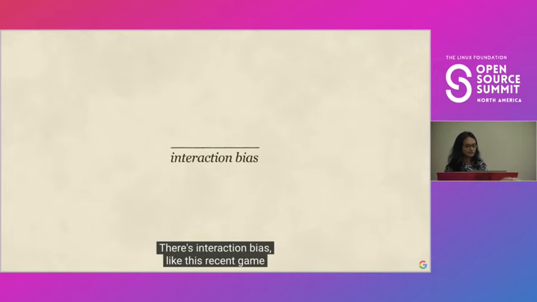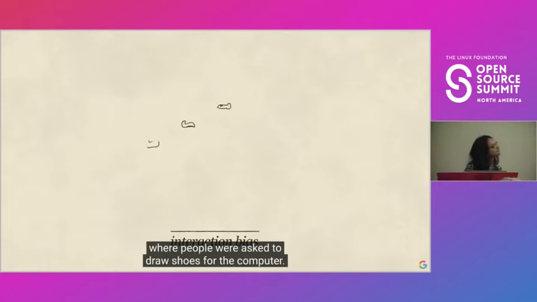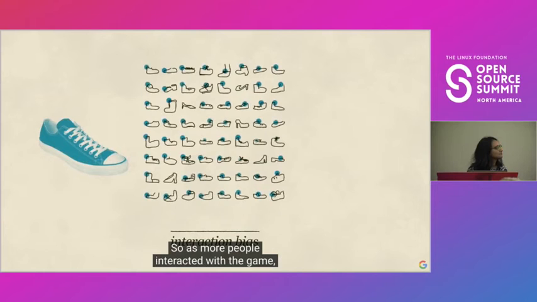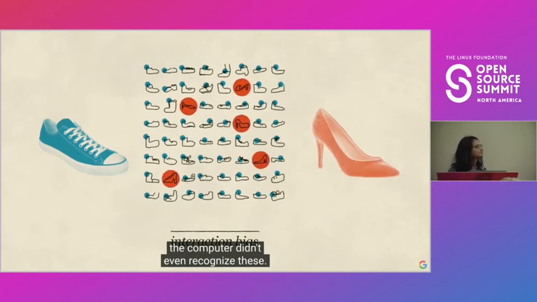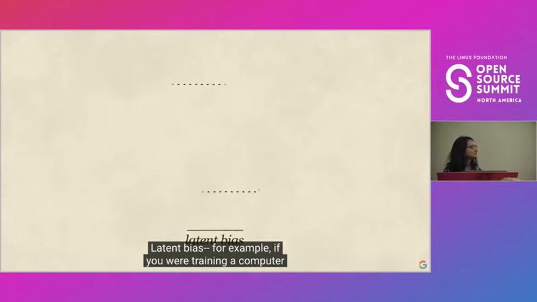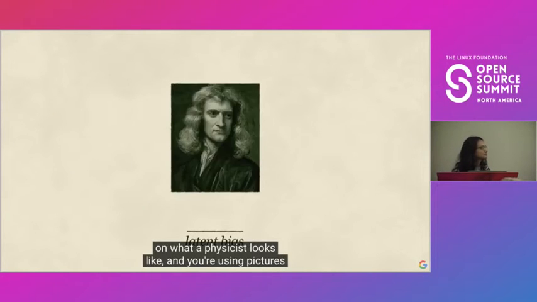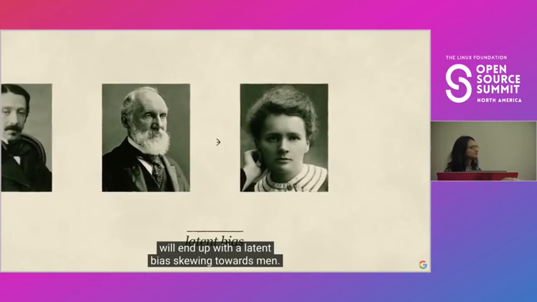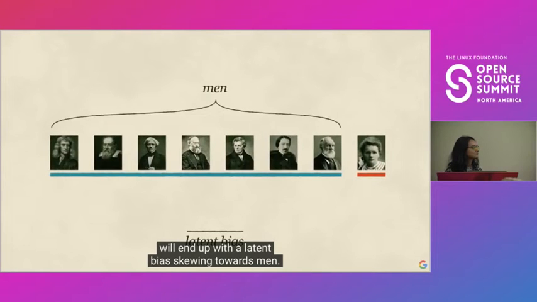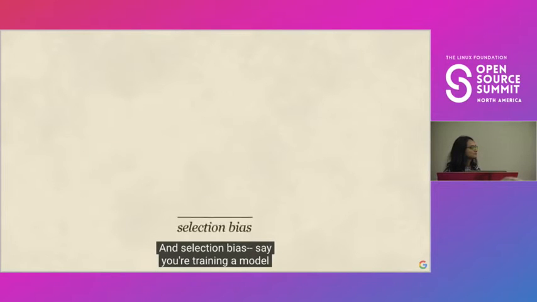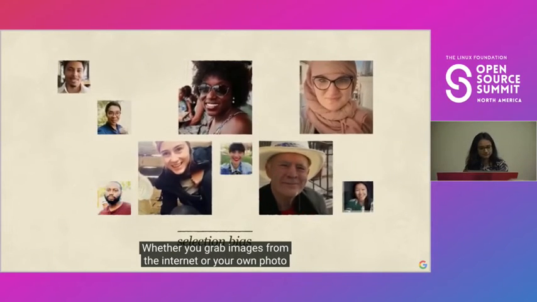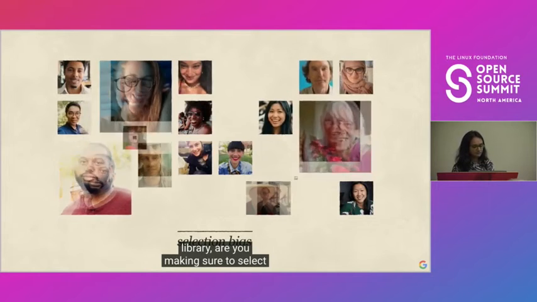There's interaction bias. Like this recent game, where people were asked to draw shoes for the computer. Most people drew ones like this. So as more people interacted with the game, the computer didn't even recognize these. Latent bias. For example, if you were training a computer on what a physicist looks like, and you're using pictures of past physicists, your algorithm will end up with a latent bias, skewing towards men. And selection bias. Say you're training a model to recognize faces. Whether you grab images from the internet or your own photo library, are you making sure to select photos that represent everyone?